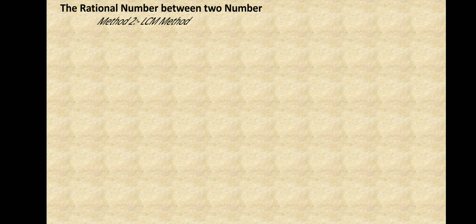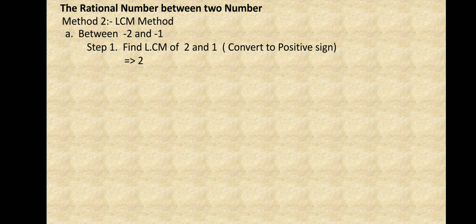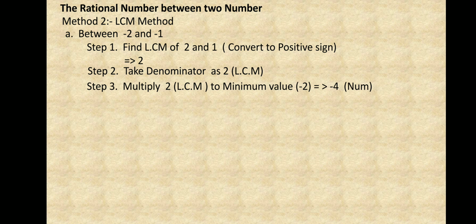So now let's further move on with the rational number between two numbers method, and this is the second method, which is the LCM method. You have a number which is between -2 and -1. So let's find it out. Now step 1 is to find the LCM of 2 and 1 by converting them into positive signs. So -2 will be converted into 2 and -1 will be converted into 1. And now what's your LCM? It's 2. So now 2 is going to be the denominator. Am I right? And at step 3, you have to multiply this 2 by the minimum value, which is -2, and you get -4, which is now your numerator.